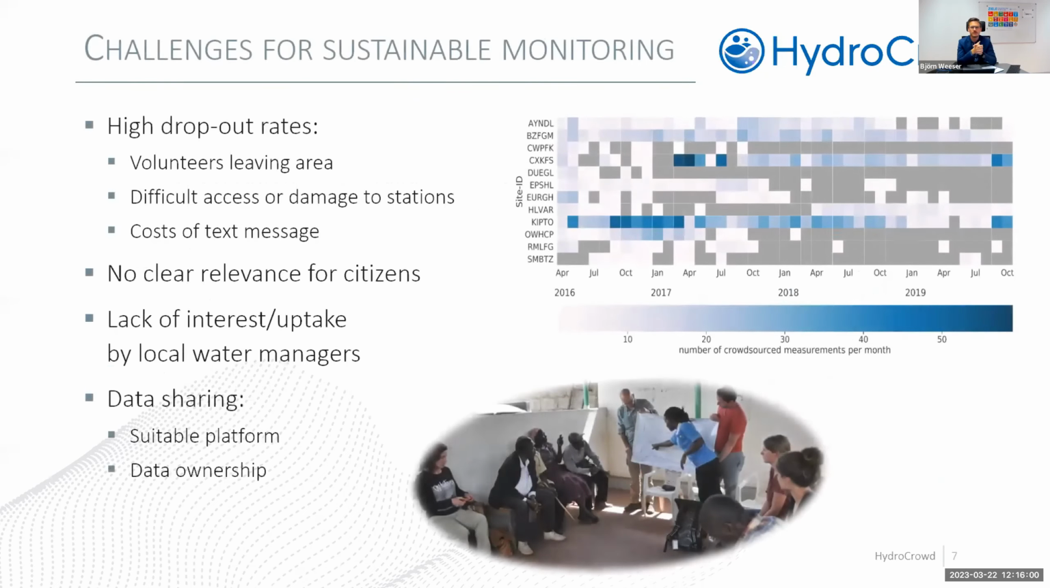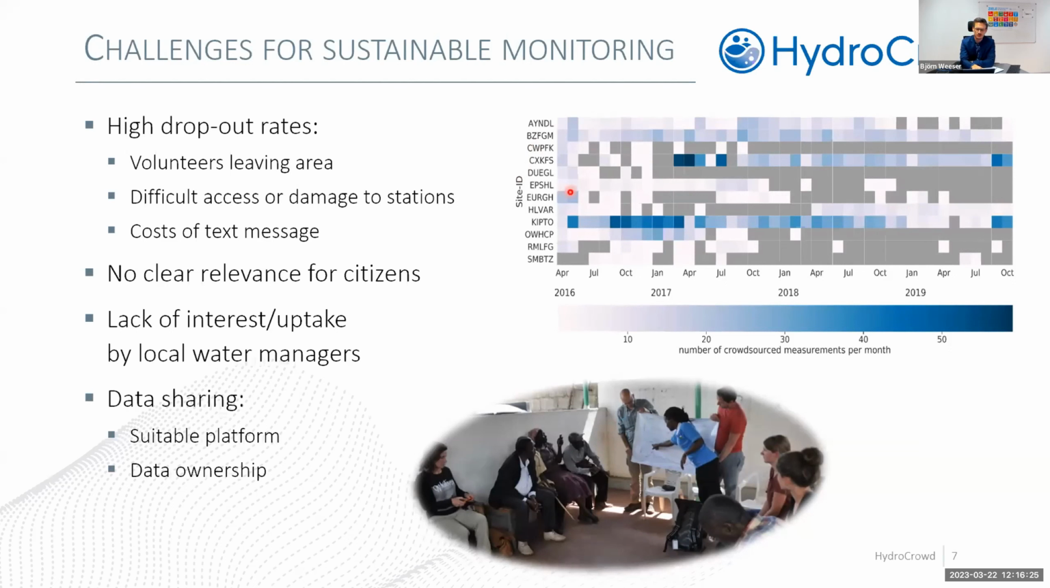Of course, if we talk about citizen science, then it's clear that citizen science projects really rely on the participation of volunteers who contribute their time, effort, and expertise to collect data. And of course, we also see that sometimes volunteers may stop participating. What you see here on this graphic, for example, is the aggregated monthly data points per station. And you see it's quite diverse even within the catchment.